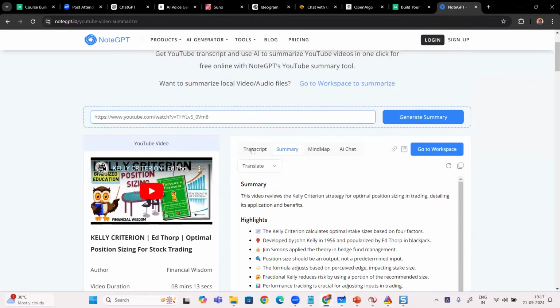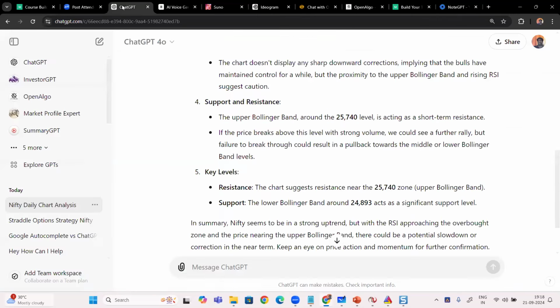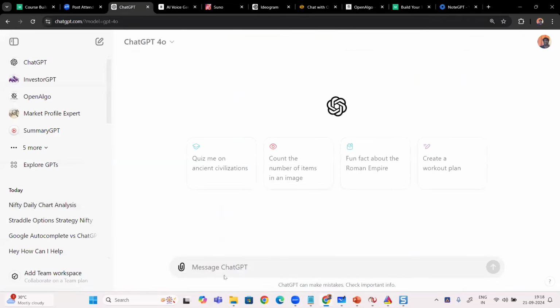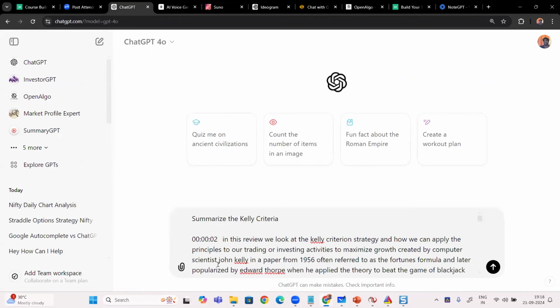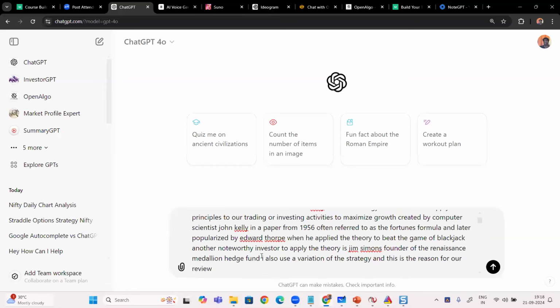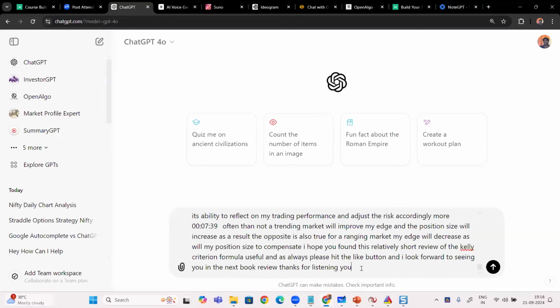Or you can also take the raw content of this, copy the raw content, come to your ChatGPT, and ask. Here you can ask to summarize the content about the Kelly criteria. Then you paste the complete transcription and press enter, and you should be able to go back. So this is lines and lines of content. It is unstructured content.